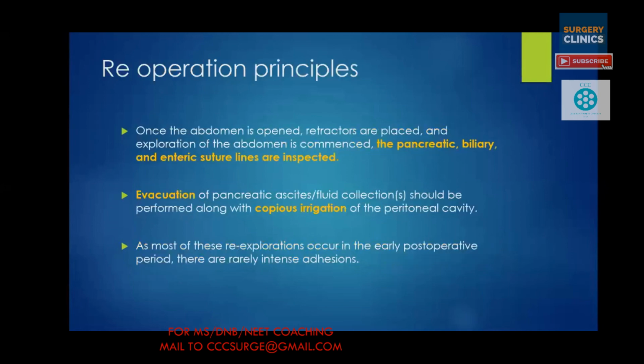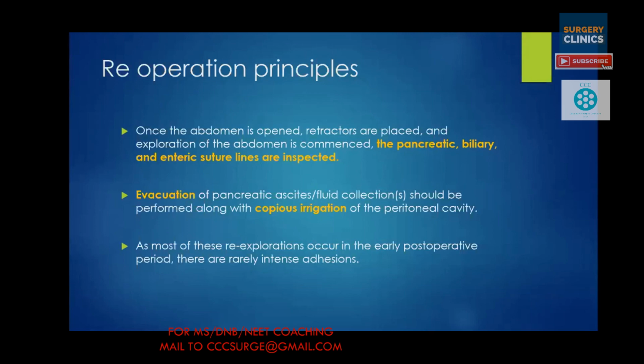Now, what exactly does one do when you have to open up the abdomen in a type C and the patient is deteriorating? I'll give you 4 or 5 principles. Once the abdomen is open, retractors are placed and exploration of the abdomen is commenced. The pancreatic, biliary and the enteric suture lines are inspected. This is very important, all 3. Next point, evacuation of pancreatic ascites and fluid collection should be performed along with copious irrigation of the peritoneal cavity. As most of these reoperations occur in the early postoperative period, there are rarely intense adhesions, so don't worry about adhesions.